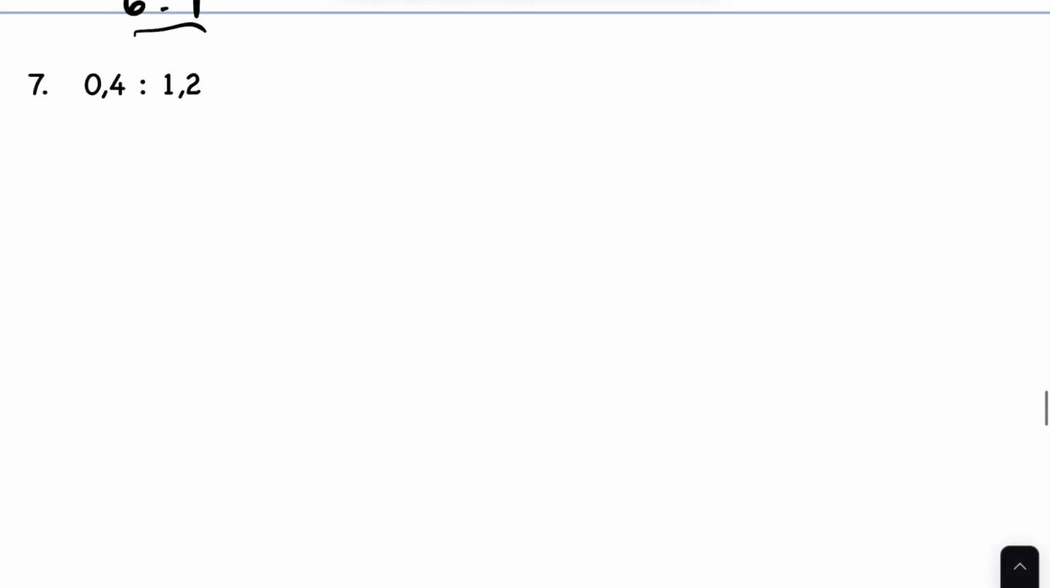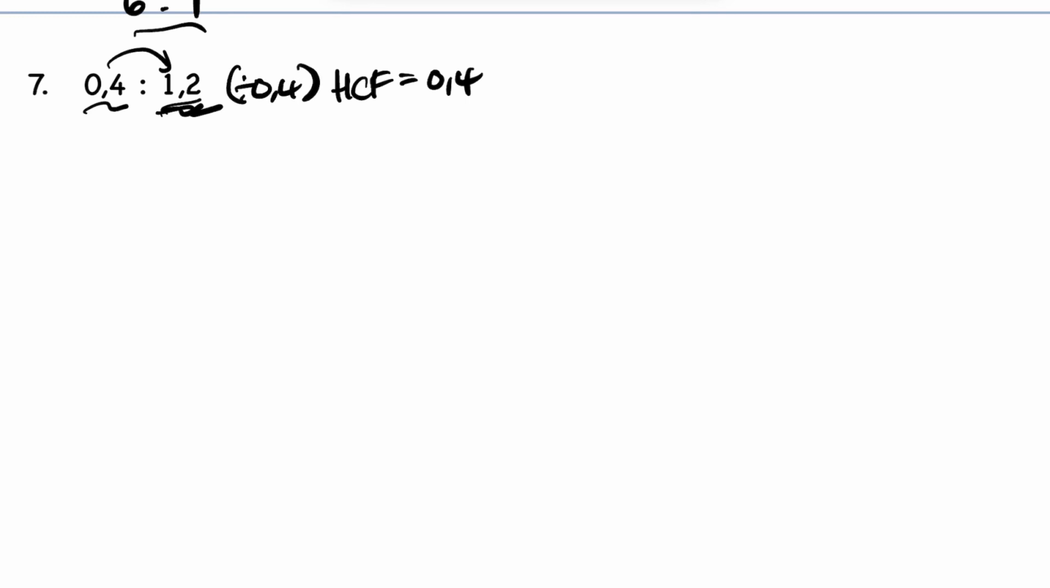The last one. This ratio will have 0,4 is to 1,2. So what are you going to do there? You check if 0,4, if you divide 1,2 by 0,4, what answer are you going to get? If you get the whole number there, that means the highest common factor is what? Is 0,4. How many 0,4s in 1.2? There are 3 of them. So what are you going to do? You're going to divide by 0,4. 0,4 divided by 0,4 it's 1. 1,2 divided by 0,4 it's 3.